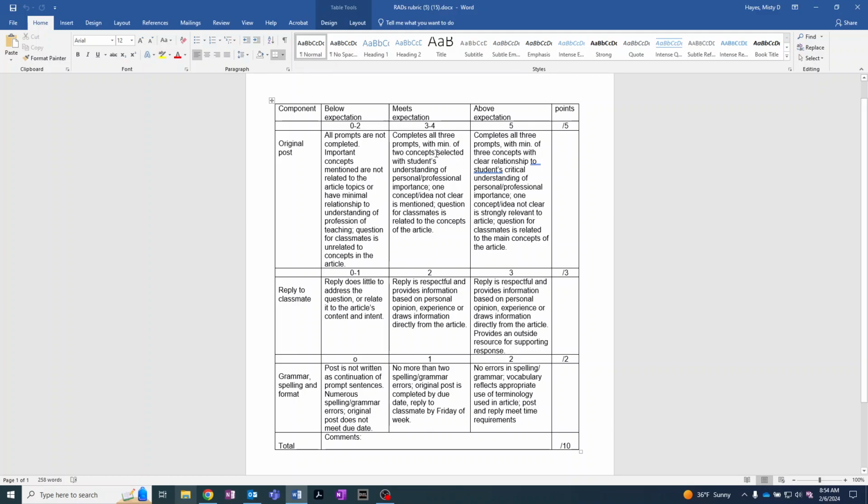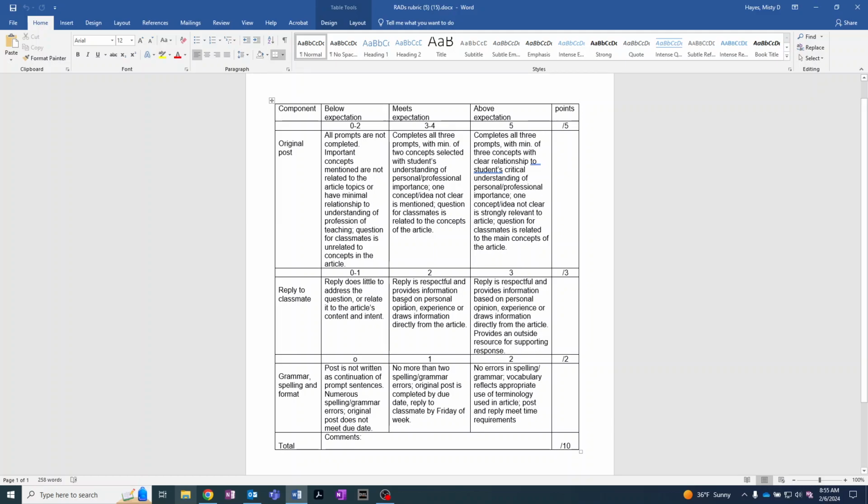You have to list at least two concepts with the understanding of their personal and professional importance, the one concept or idea that you are not clear on, and then your question for your classmate, and it has to be related to the concept of the article. Another thing I want to note is that in order to get an A, you have to do this and have these in here, right? This is meeting expectations, but to get above expectations, you have to also be doing this, right?